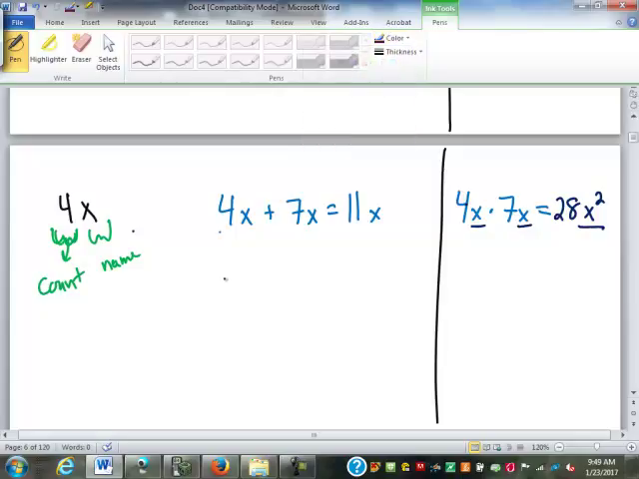So what if I have 5x plus 2y? What do I get?